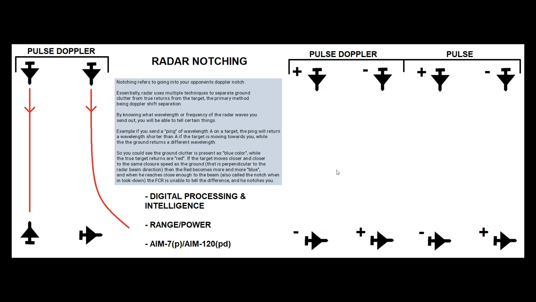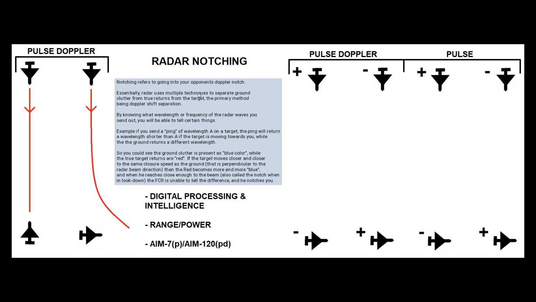First thing we need to explain, there are generally 2 types of search and acquisition radar that we can use. 1, pulse Doppler. 2, pulse. So this first example here is pulse Doppler. First thing we're going to talk about is what is notching. So first of all, let's take the official spiel here. Notching refers to going into your opponent's Doppler notch.